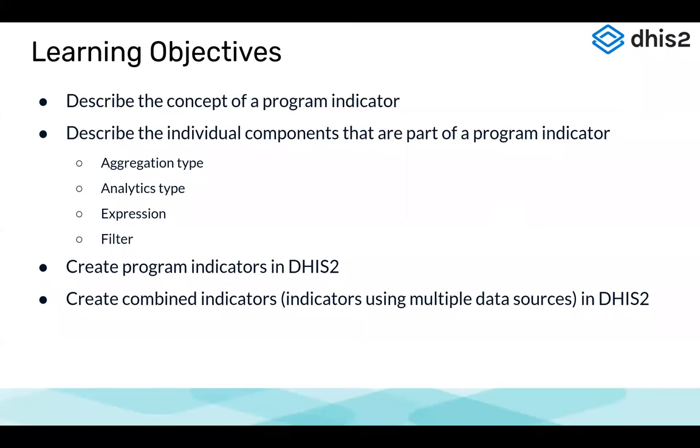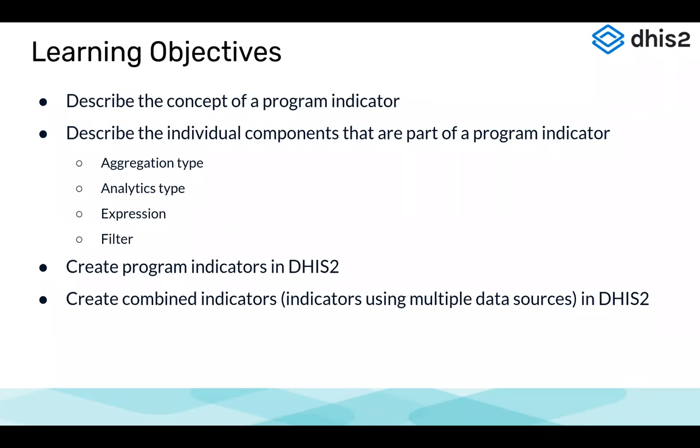So the learning objectives, just to briefly summarize, was first that we'll be describing the concept of a program indicator. Then describing the individual components that are part of program indicators as well: the aggregation type, the analytics type, the expression and filter, and discussing a bit about what each of these components of a program indicator actually mean in practice. Then we will create program indicators in DHIS2 together. We'll do some walkthrough and basics, and then it will be a user-led experience in creating program indicators.